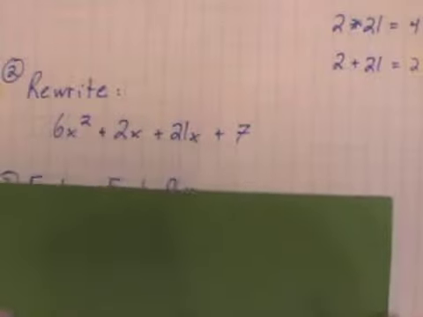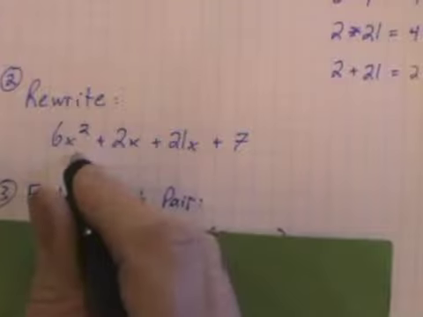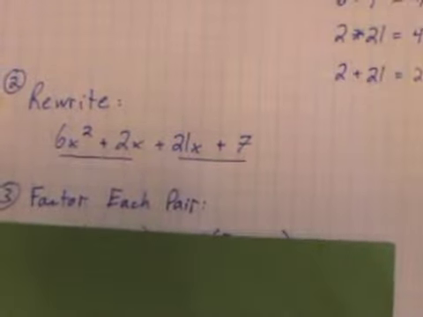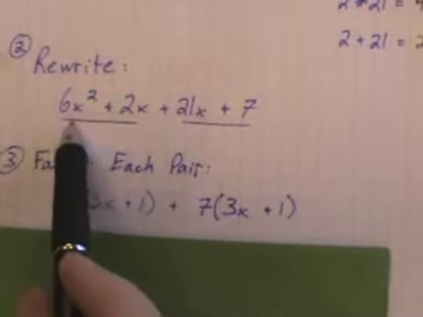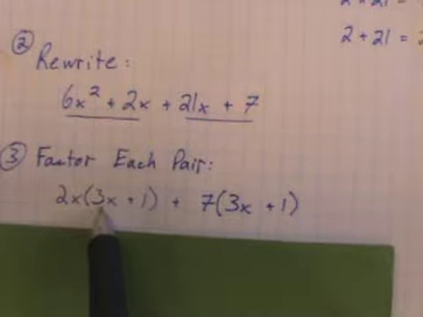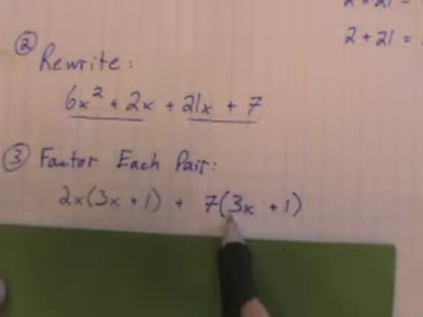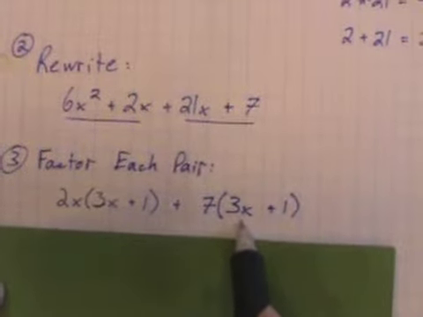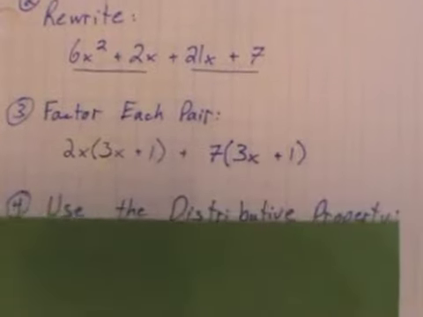Third step. This is where it starts to get fun. Factor each pair. This pair and that pair. So out of this pair, I pulled out a 2x, leaving me with 3x plus 1. Out of this pair, I pulled a 7, which leaves me with 3x plus 1. And then it's a piece of cake.